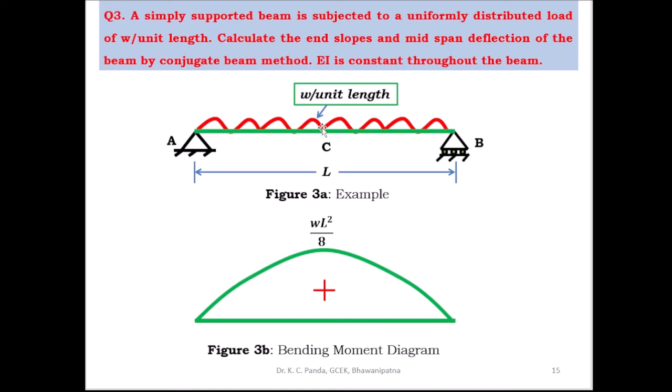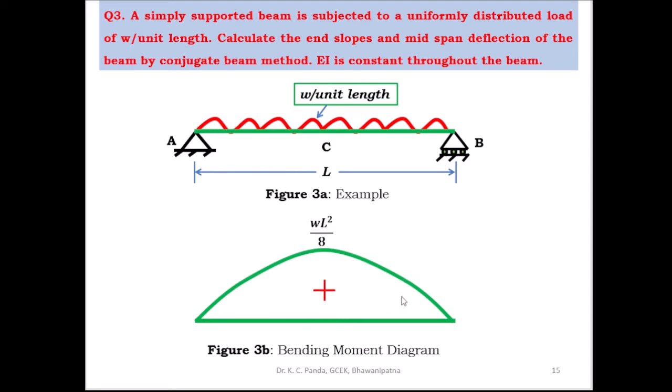As you know from the procedure, first you have to draw the bending moment diagram. Here the bending moment diagram is parabolic, and the maximum moment occurs at the midsection of the simply supported beam. The maximum bending moment is equal to WL square by 8 at the midsection. But at the ends A and B, the bending moment is equal to 0, and this is a parabolic diagram. So this is the bending moment diagram of the simply supported beam.